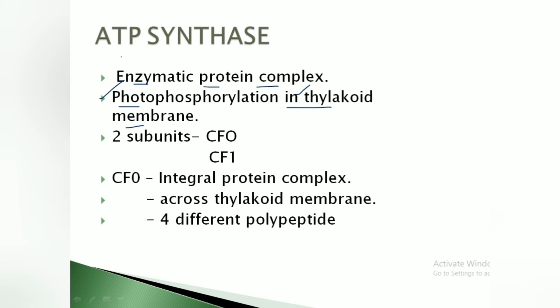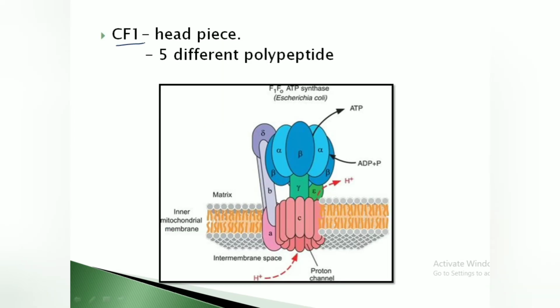Talking about the structure of the ATP synthase, we have two subunits, that is CF0 and CF1, which is also known as F0 and F1. CF stands for the coupling factor. So talking about the coupling factor 0, it is an integral protein complex and it is found across the thylakoid membrane, which is formed of 4 different polypeptides. Talking about the coupling factor 1, it is the headpiece and it is formed of the 5 different polypeptides.